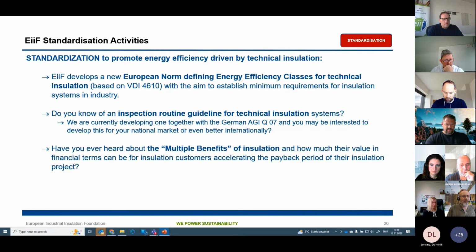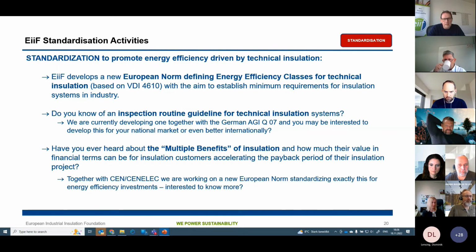And then I want to go a little bit more into detail about the multiple benefits of insulation. We've been talking about it before. It's getting more and more concrete. Also here, EiiF, I as a person am engaged in a work item proposal to be presented to CENELEC. We are working on this. And the main idea is actually that these multiple benefits even further accelerate the payback time of insulation projects.